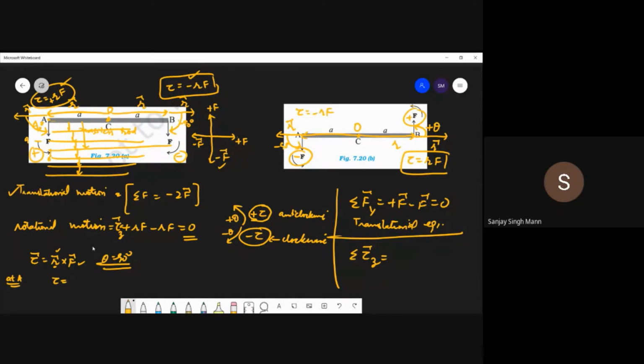So the magnitude of even this is 0, and the magnitude also you can see is plus RF minus RF, and that equals 0. So we are concerned about the magnitude. Is this clear, students? So there is rotational equilibrium.